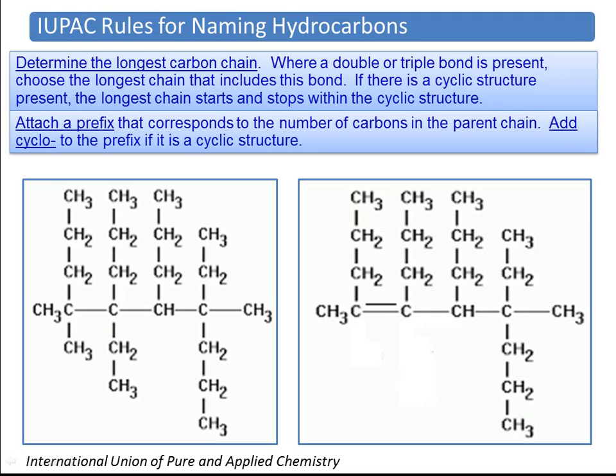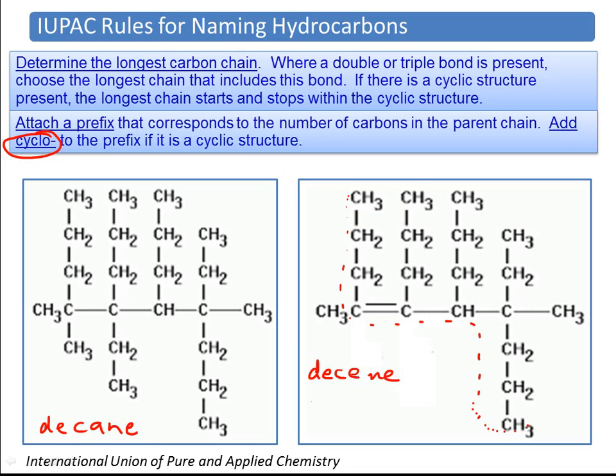Now, depending if there is a cyclic structure as well, we need to attach the prefix cyclo. Like if we look at this one here, it says attach a prefix that corresponds to the number of carbons in the parent chain. Add cyclo to the prefix if there's a cyclic structure. So what am I doing here? What I'll do is, if I count that here, I know that this is decene, D-E-C-E-N-E, decene, right? And this one is decane.